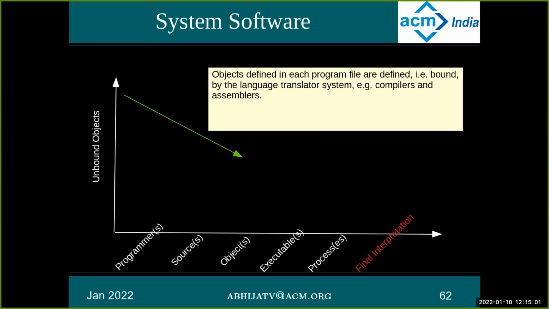After the source file, when object files are created, this process increases the number of bindings, the specification, the details, which bindings and their actual associations get defined. Again, some number of objects still remain unbound. But as you see from the arrow, the way the graph is going, it shows you that the number of unbound objects reduces at each stage.